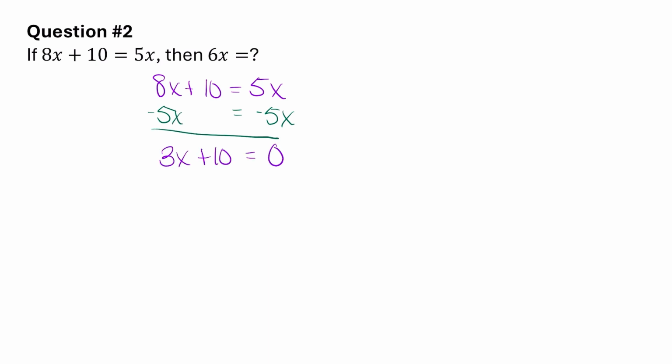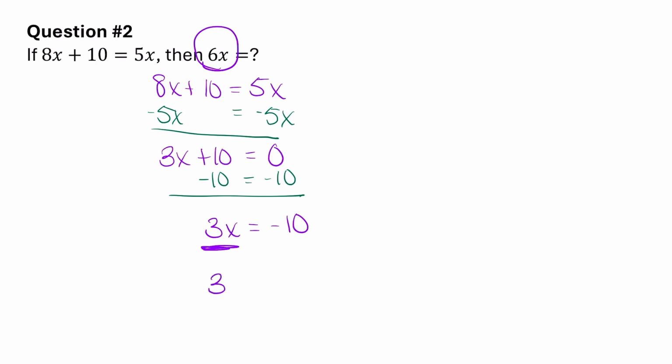Okay, and then I can go ahead and move away the 10. So I'm going to go ahead and subtract 10 from both sides. And when I do that, I end up getting 3x equals negative 10. So now I have an expression that tells me 3x, but I actually need to find out the value of 6x, right? Well, if you think about it, how do I get from 3x to 6x? Well, 3x times 2 is equal to 6x, right?